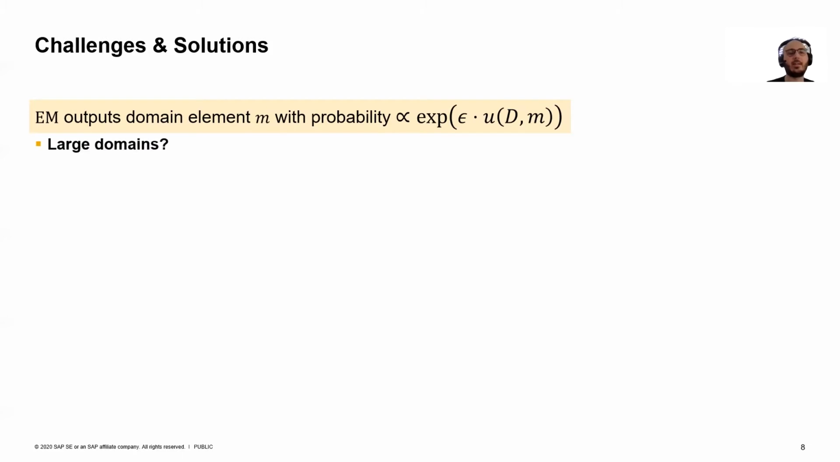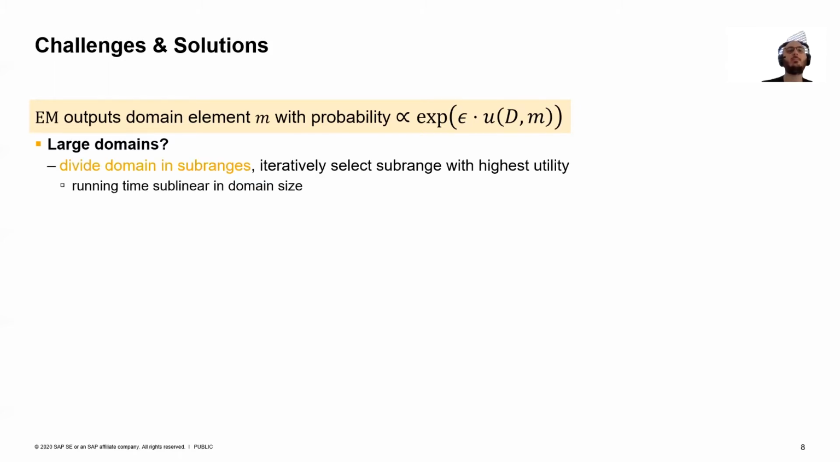How can we handle large domains if we have to compute the probability for each and every data domain element, as is the case with the median? Well, what we do is we divide the domain into subranges, and we iteratively select a subrange with the highest utility, thus achieving a runtime that is sublinear in the domain size instead of linear.